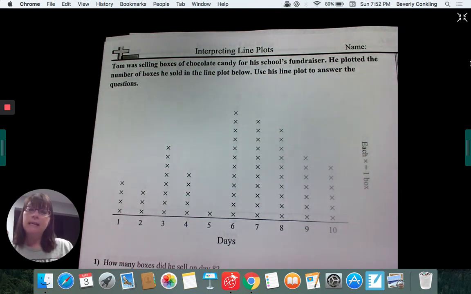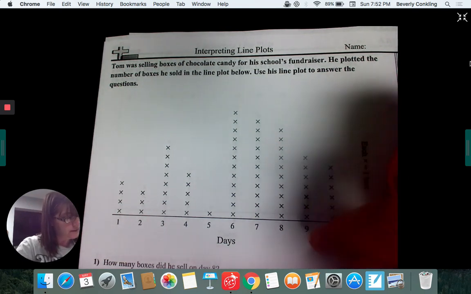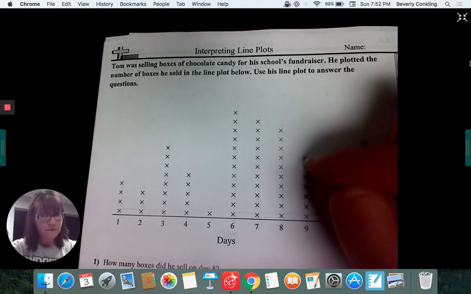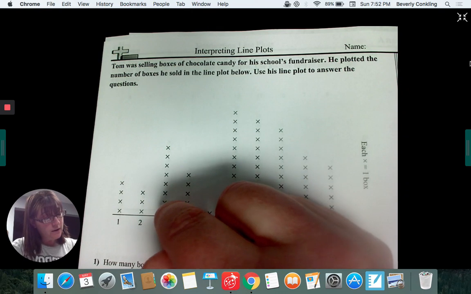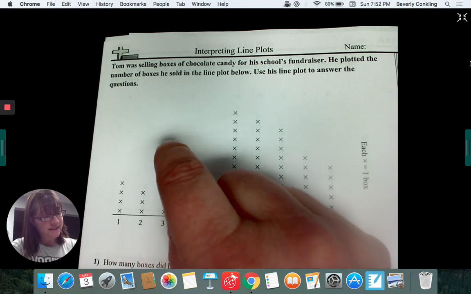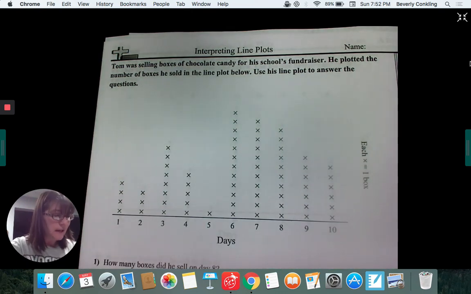Are there any days that he sold the exact same number of boxes? Okay, and as I look through them here, well, I'm not sure. Let's look day 9. 1, 2, 3, 4, 5, 6, 7. Day 3, 1, 2, 3, 4, 5, 6, 7, 8. I don't see any days that he sold the exact same number of boxes, but on some line plots you will.